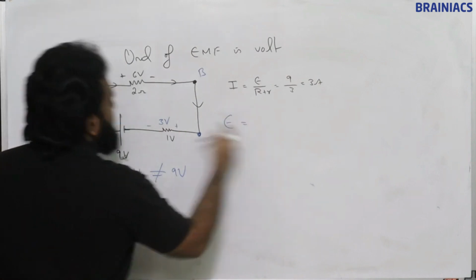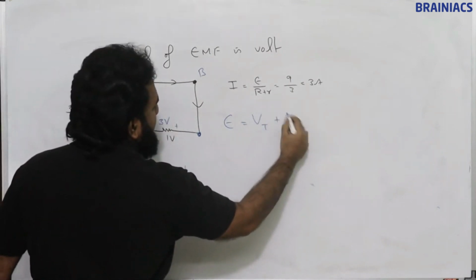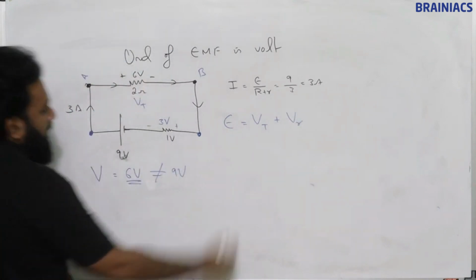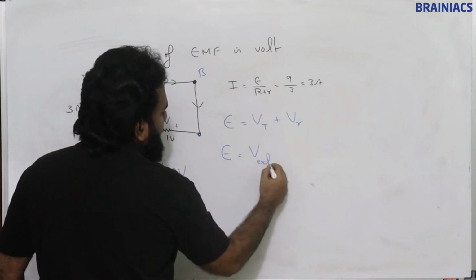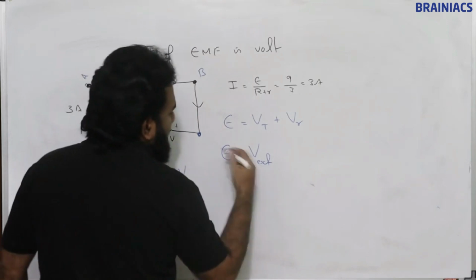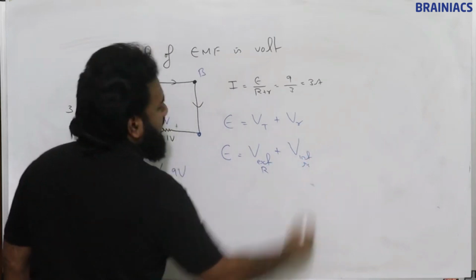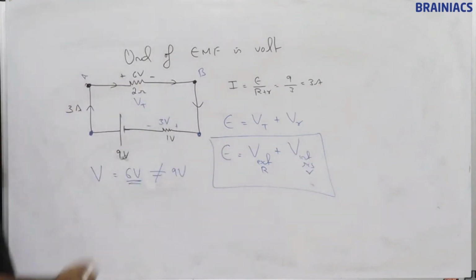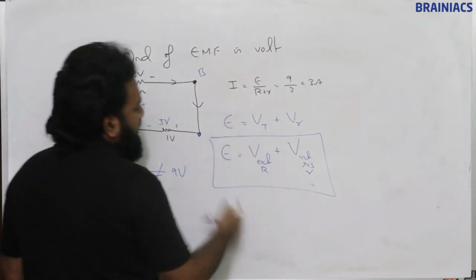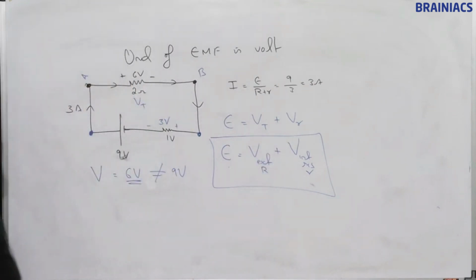So E is coming as, if we name this the terminal potential difference, Vt plus V of small r. We can say EMF is equal to voltage across the external circuitry or external resistance plus voltage across the internal resistance, R. This is what EMF actually is, or EMF will be distributed across all the resistances. So this is one thing: EMF is nothing but the sum of voltage across external resistance and voltage across internal resistance. Note it down.